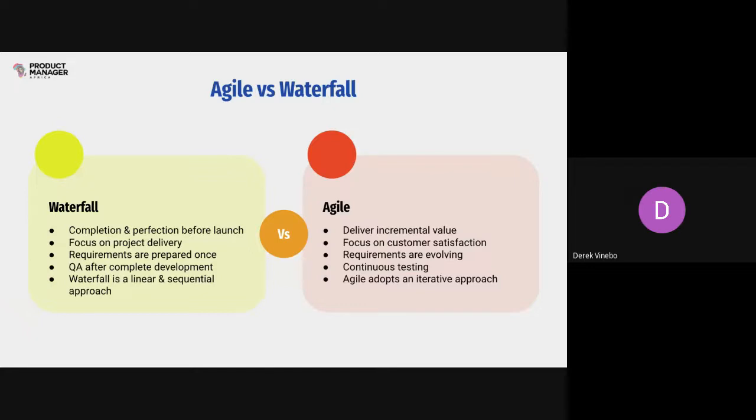So I want to explain what makes waterfall separate from Agile. The first thing is waterfall focuses a lot on completion and perfection before launch, whereas in Agile, you're delivering incremental value. In waterfall, you see a team and project lead ensuring that, okay, we want to build XYZ, and this particular customer wants XYZ. So we have to ensure that XYZ is completed and is perfect without any bugs before we can give it to the customer. And that's waterfall.